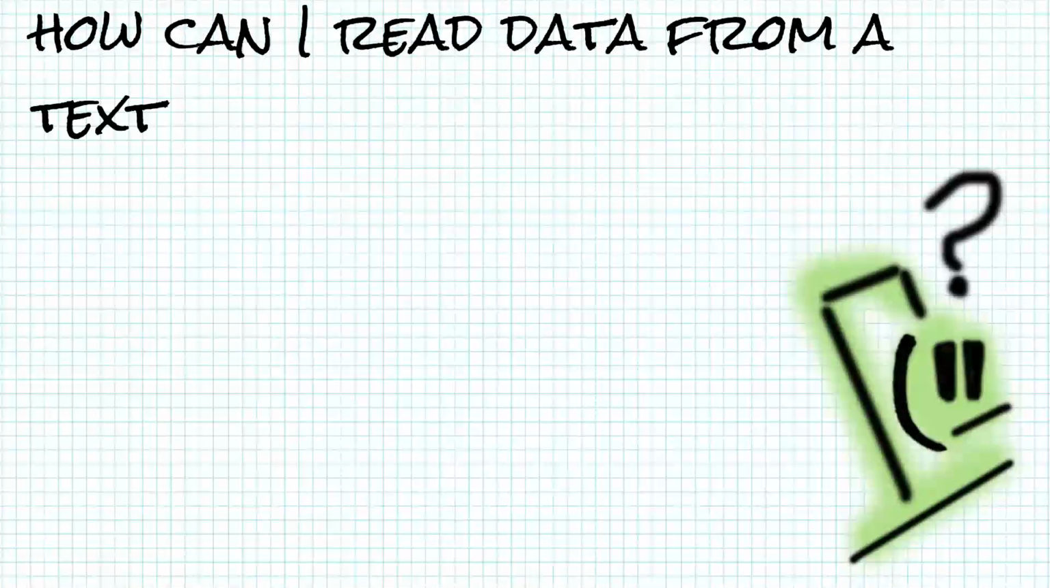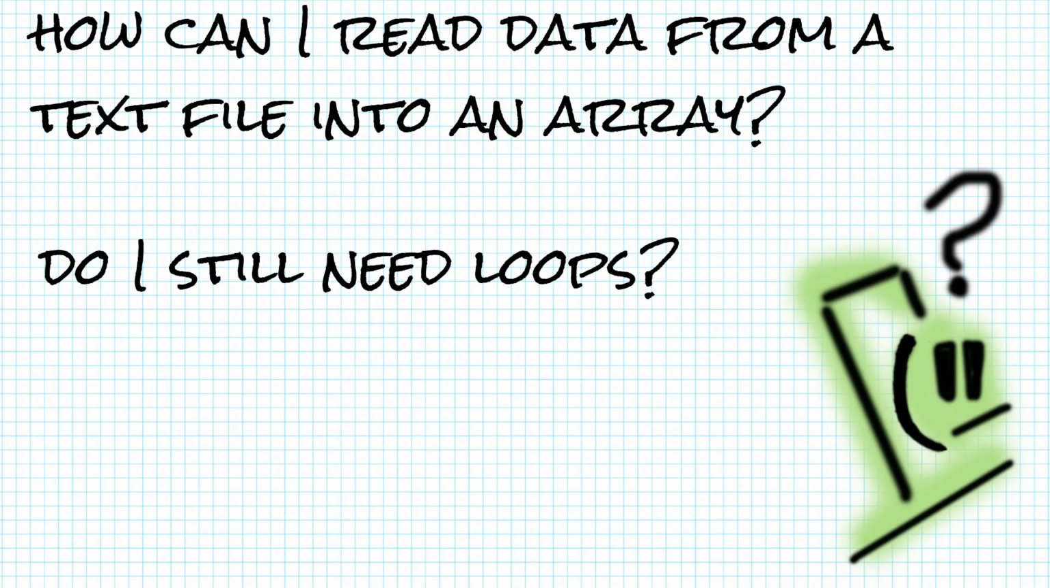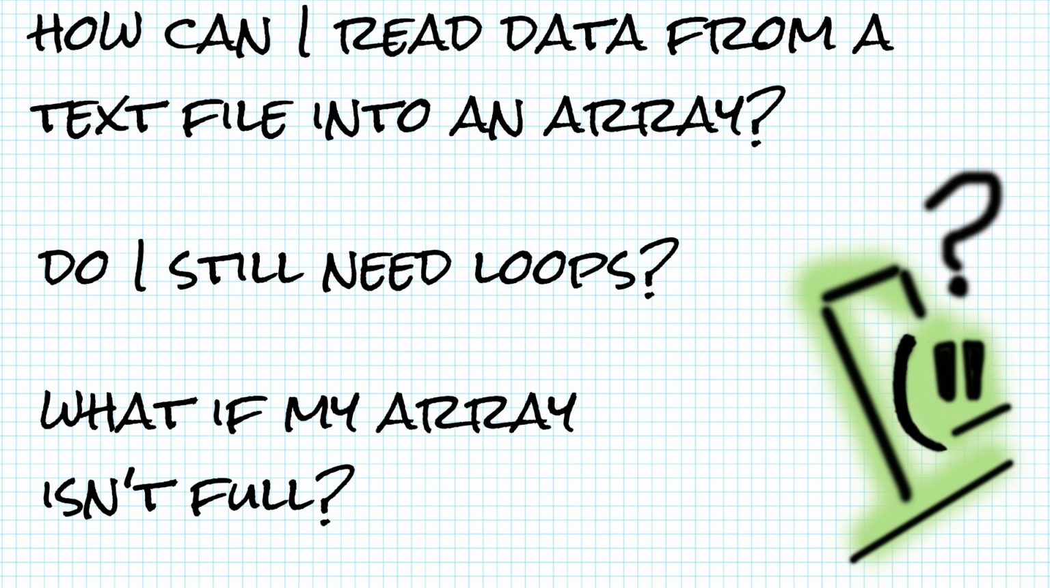How can I read data from a text file into an array? Now that I have all my data in an array, do I still have to use loops? How do I process an array that isn't full?